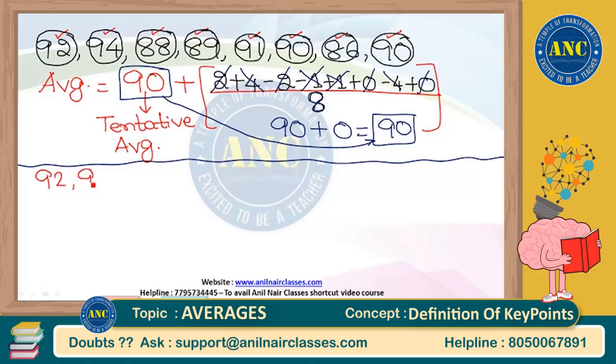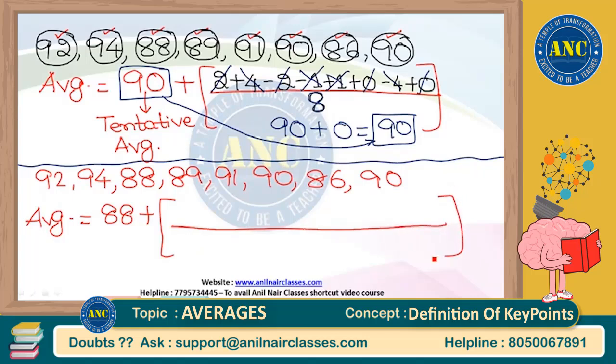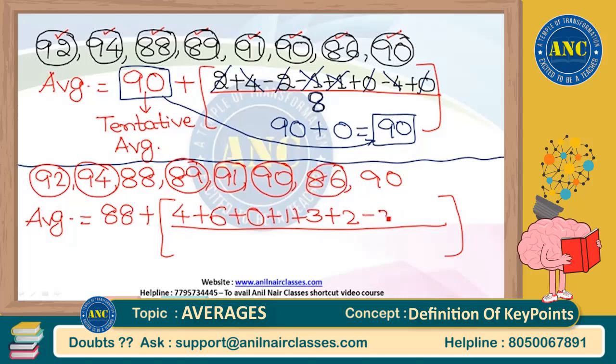I will write the series once again: 92, 94, 88, 89, 91, 90, 86, 90. Whatever value you want, please assume it. Don't assume the average initially to be 90. Suppose I assume it as 88. Take the difference of all the numbers from 88 and keep on writing in the numerator. As simple as that. 92 is 4 more, 94 is 6 more, 88 is 0 more, 89 is 1 more, 91 is 3 more, 90 is 2 more, 86 is 2 less, 90 is 2 more, divided by 8.